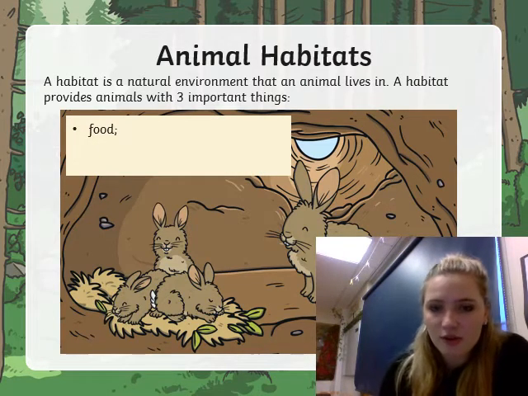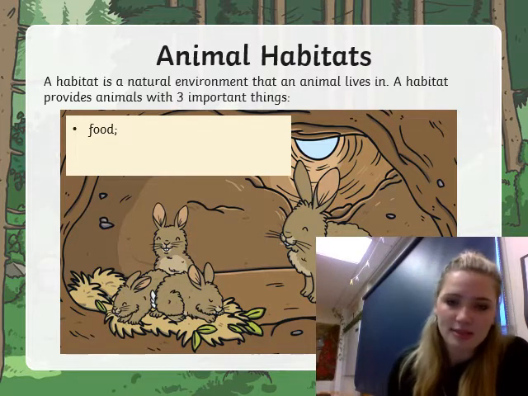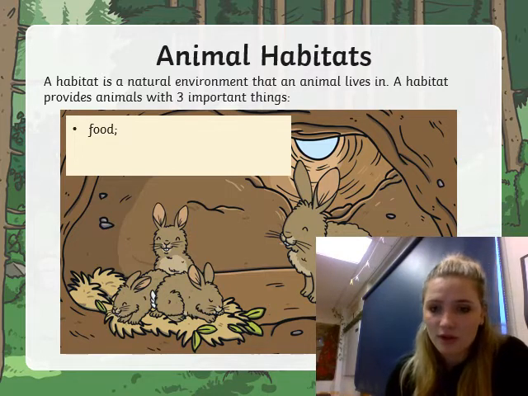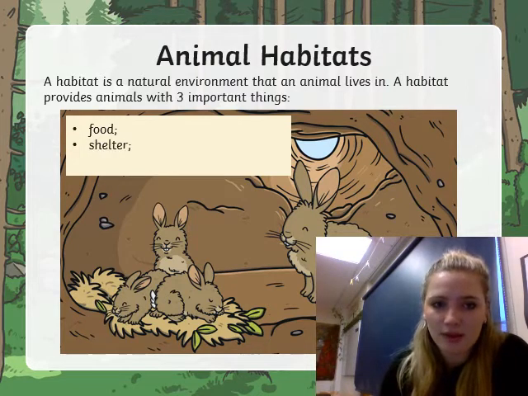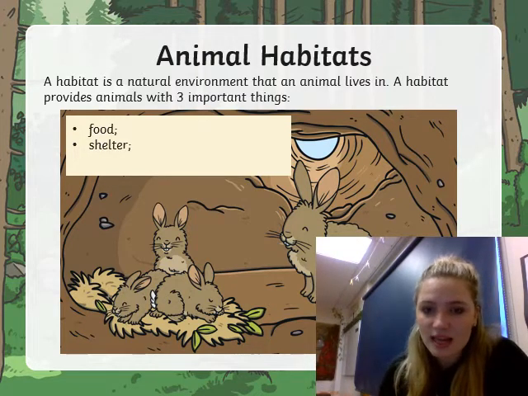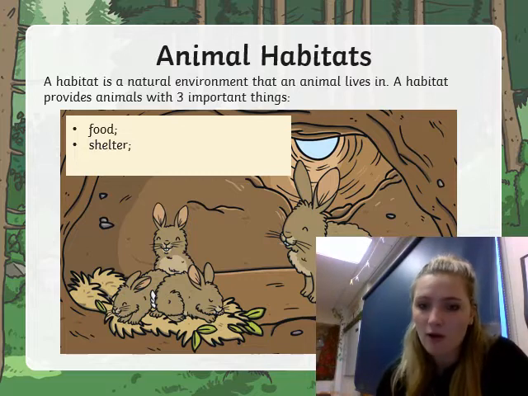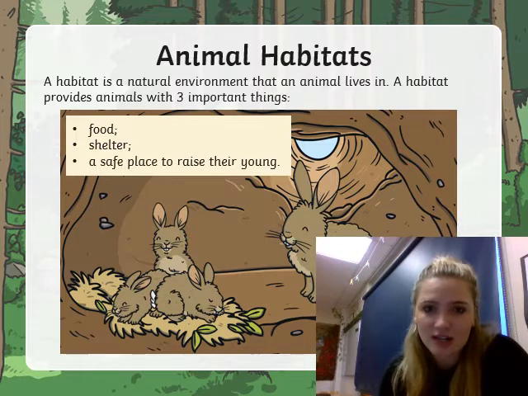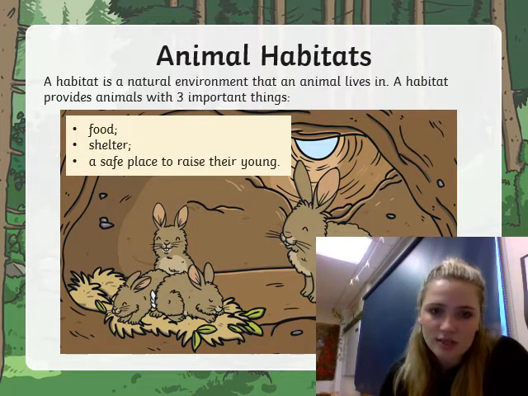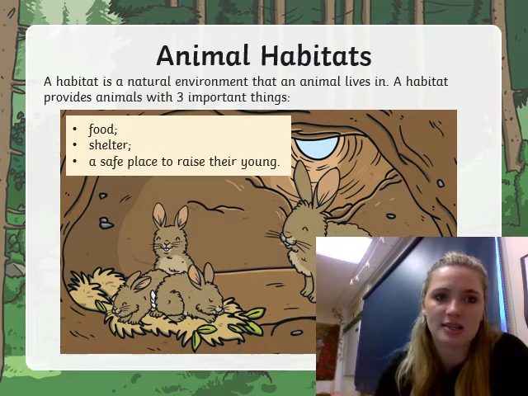So the first is food. Obviously we need food in order to be able to survive. We cannot live without food, humans or animals, so it's so important that there is food available, and water. They also need shelter to protect themselves against weather or other predators, and they also need a safe place and shelter to help when they're having their children, to protect their children from other predators as well.